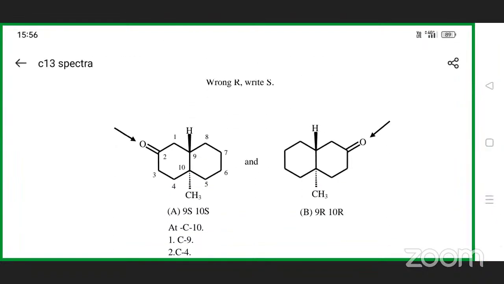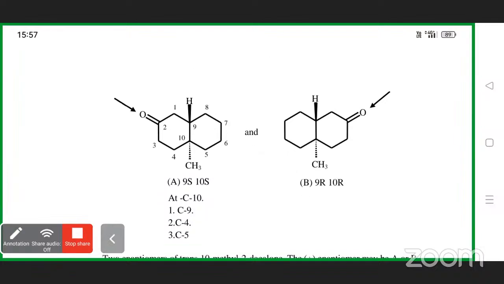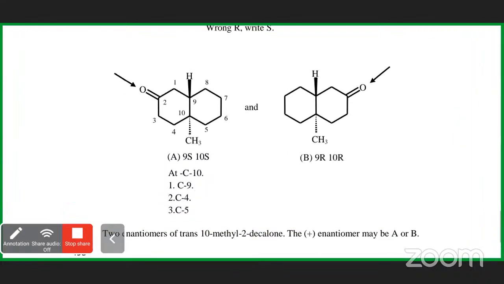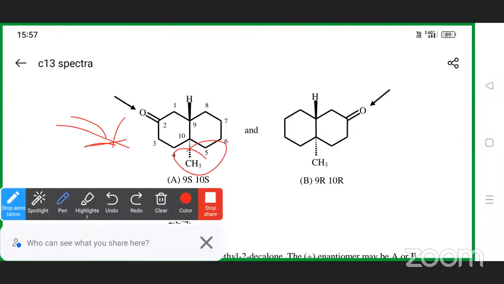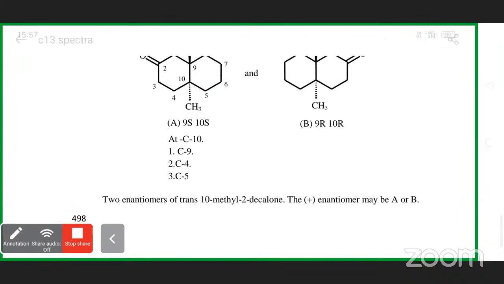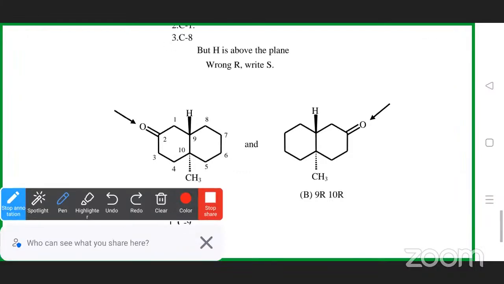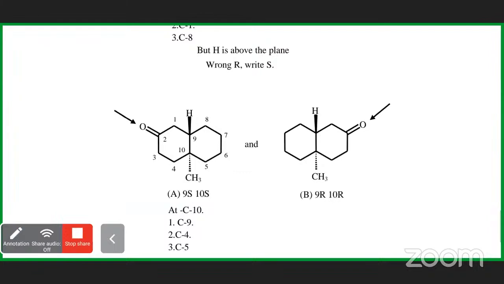If the observer sees the molecule from this direction, when you observe this molecule from this direction, this particular methyl, which side does it fall on? It is observed on the left side actually, right? It is observed on the left side.